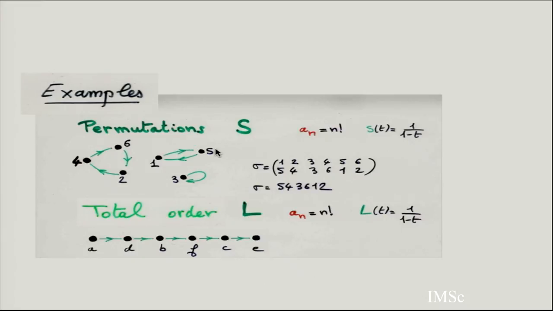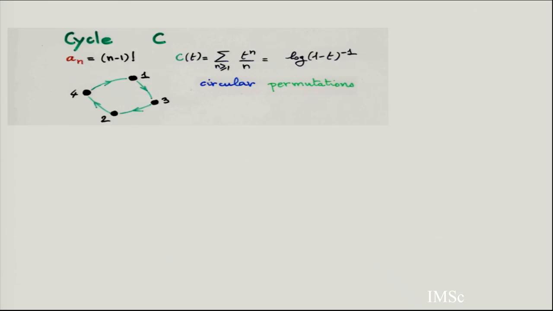Species of permutations. Here is the underlying set, for example, 1, 2, 3, ..., n. a_n is n factorial, and the exponential generating function is the sum over n of n factorial t^n over n factorial, so it's 1 over 1 minus t. And if you take total order, this is something different as a species, but the generating function is the same. So in fact, two species may have the same generating function, but in the abstract terms of species, they are not isomorphic. So this is a very easy example, permutation and total order.